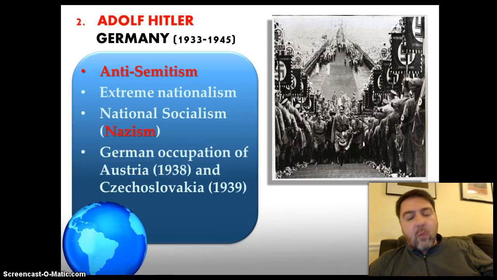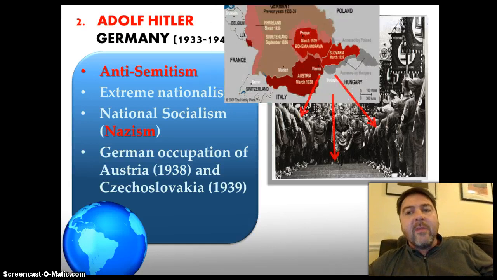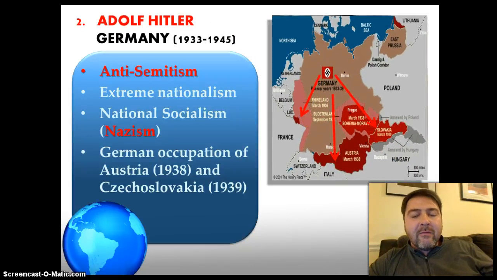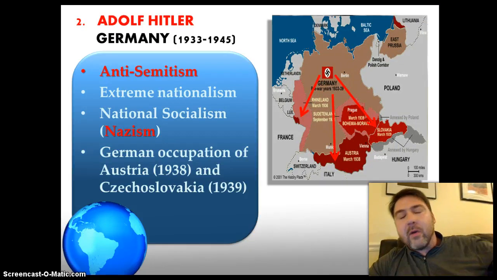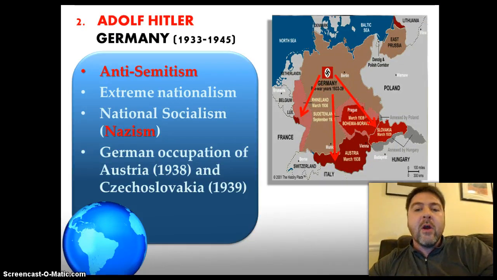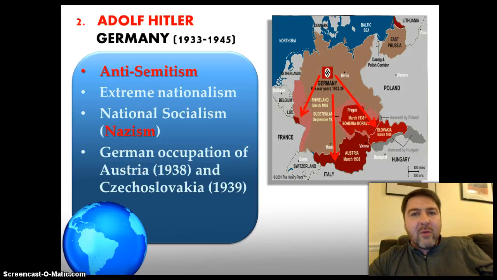Even before World War II breaks out, Hitler's already invading and taking over neighboring lands. Hitler occupies with the German army Austria in 1938, and neighboring Czechoslovakia, a largely German area known as the Sudetenland, in 1939. Okay, and the taking over of these lands is really a precursor for Hitler's expansion in World War II.